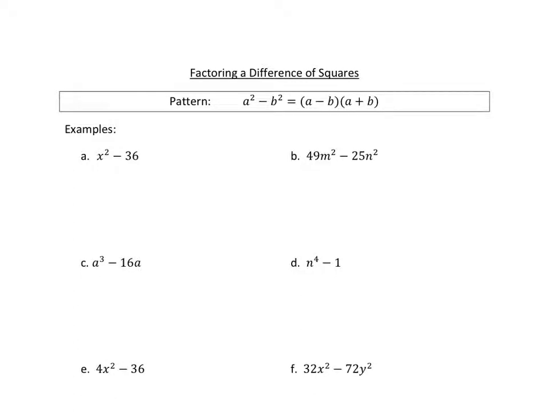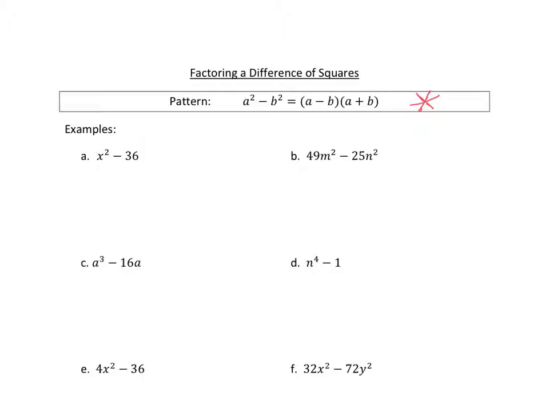All right, in this lesson we're going to review the last method for factoring, which is factoring a difference of squares. So at the top of your note here, you've got the pattern for factoring a difference of squares. Basically, a squared minus b squared is equal to a minus b times a plus b.